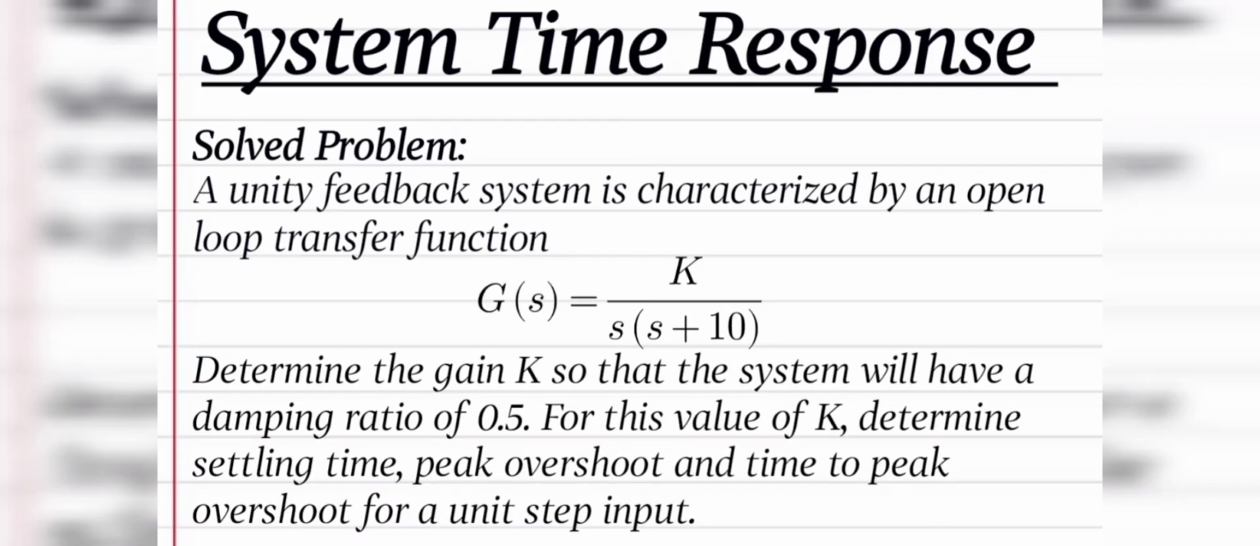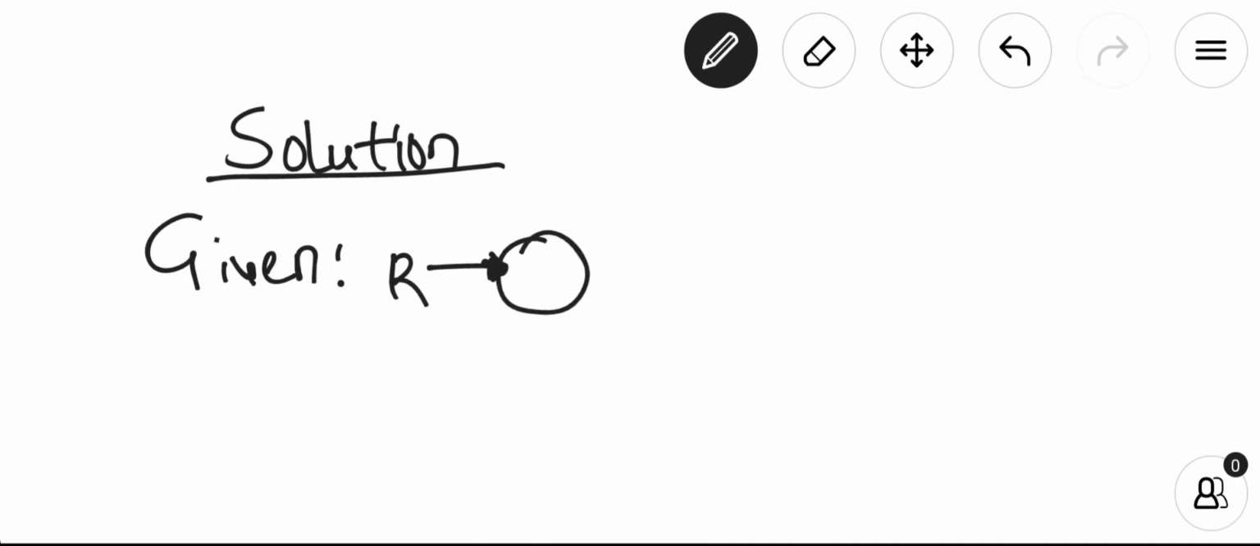In this video, I'm going to teach you how to solve the question on my screen. We are given a unity feedback system that is characterized by an open loop transfer function. Now we need to get the closed loop transfer function. When you are given an open loop transfer function, you look for the closed loop transfer function before you start solving.